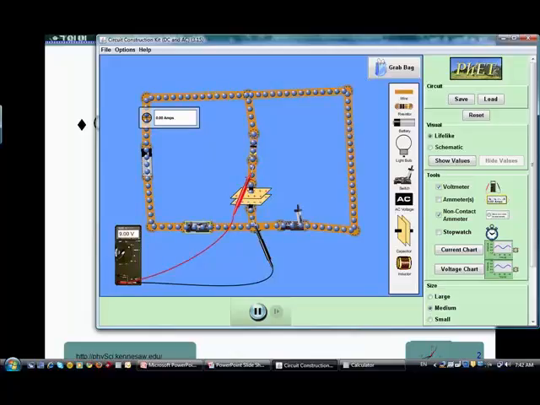Finally, the voltage across the capacitor is 9 volts, the same as the voltage that we had from the battery.